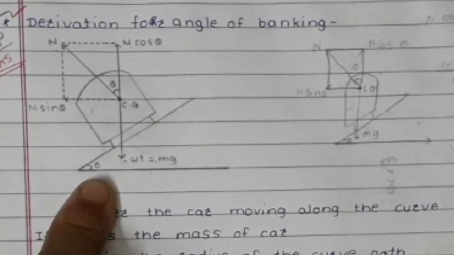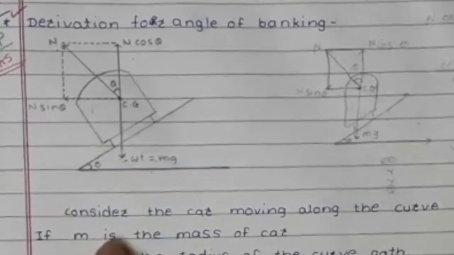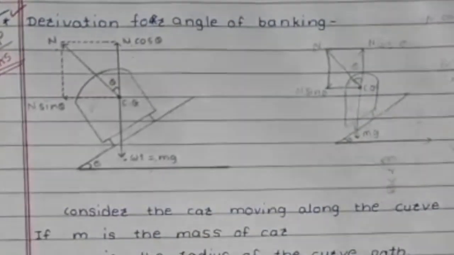Angle of banking means what? The angle of inclination of the horizontal curved surface, between them. This is nothing but the angle of banking, denoted by the letter theta. And we find this theta: tan theta is equal to v square upon r g. If you neglect the friction between them, then the formula is the same. Tan theta is equal to v square upon r g, or theta is equal to tan inverse of v square upon r g, or v square is equal to r g tan theta.